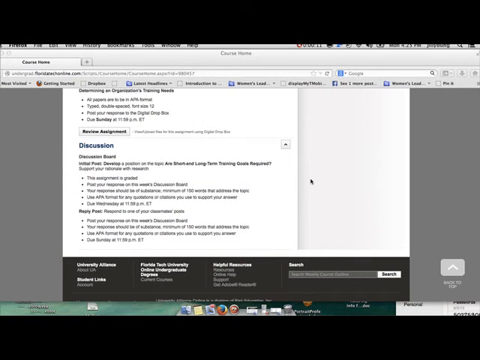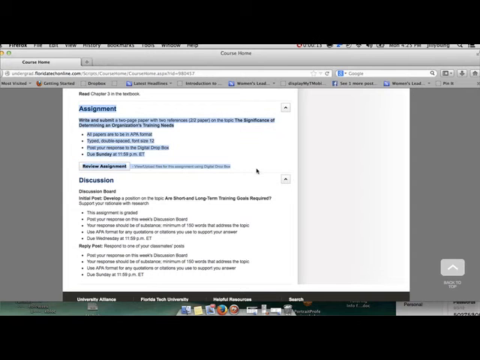For week 3, you have an assignment and a discussion, the usual. For your assignment, you need to write a 2-page paper with 2 references on the topic significance of determining an organization's training needs. Basically, APA format, double space, type, paragraphs indented, font size 12, submitted in the Dropbox.